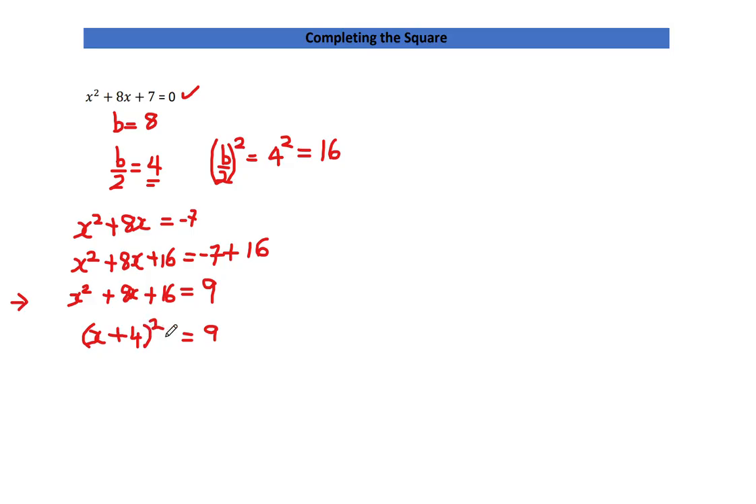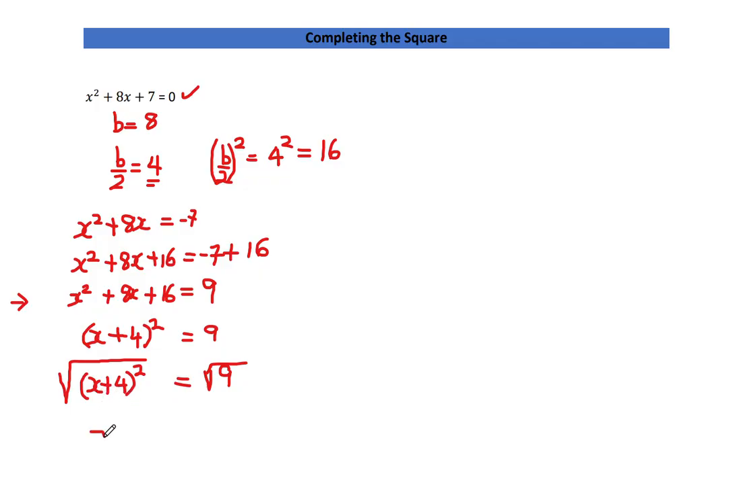We need to get rid of the power of 2 on the left-hand side of the equation. To do that, we're going to take the square root of the left-hand side, because when we take the square root of a term that is squared, it gets rid of that power of 2. And what you do to one side of the equation, you have to also do to the other side. So I also have to take the square root of the right-hand side, which is the square root of 9.